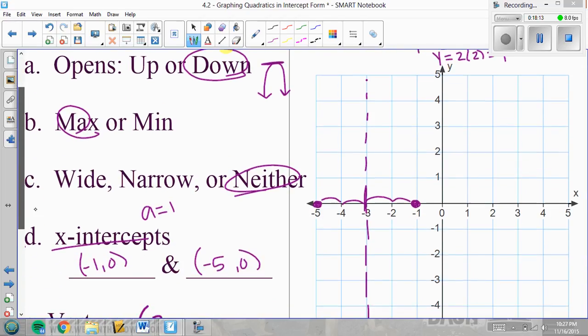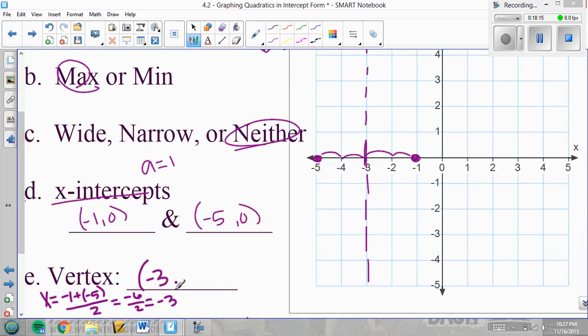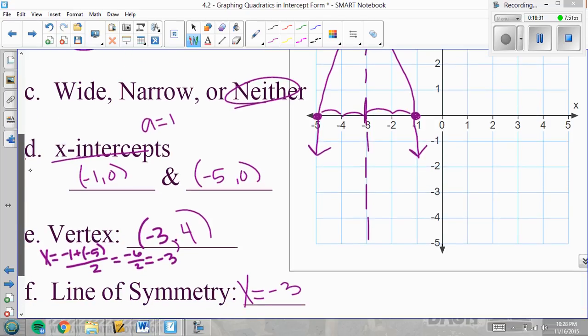So my vertex, I'm at negative 3, 4. And since I have all 3 points, I can draw my parabola. Making sure I keep those arrows on the end, showing it is continuous.